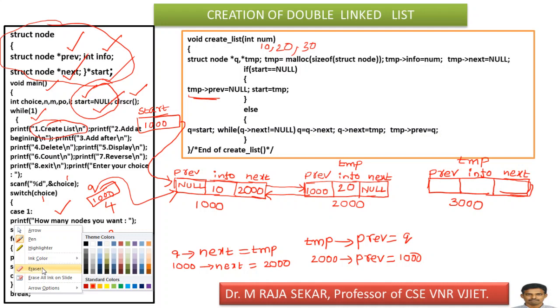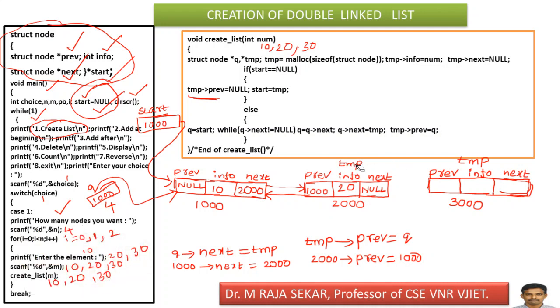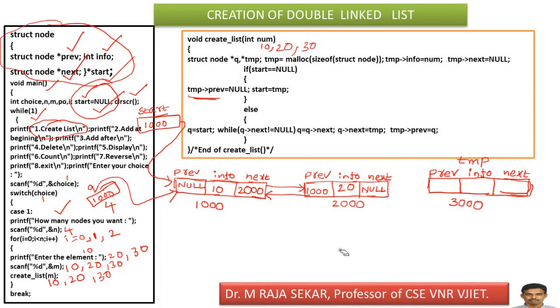Let me choose eraser. This cannot be TMP now. Now I must remove all these. Now what will I do? Just a minute. Let me erase all this code so that we will try to understand. Just a minute. Yes. Anyway, after creation of this, let me choose pen. Where is the pen? Yes, okay. Now where we are?